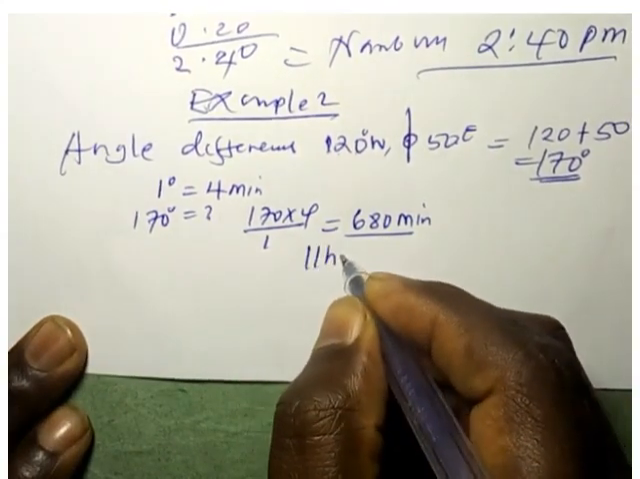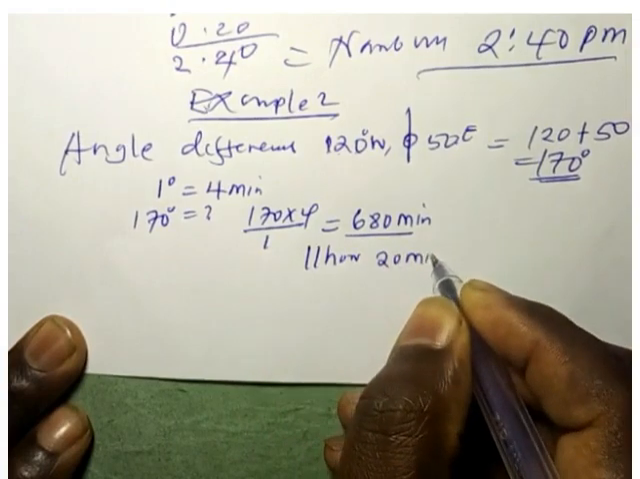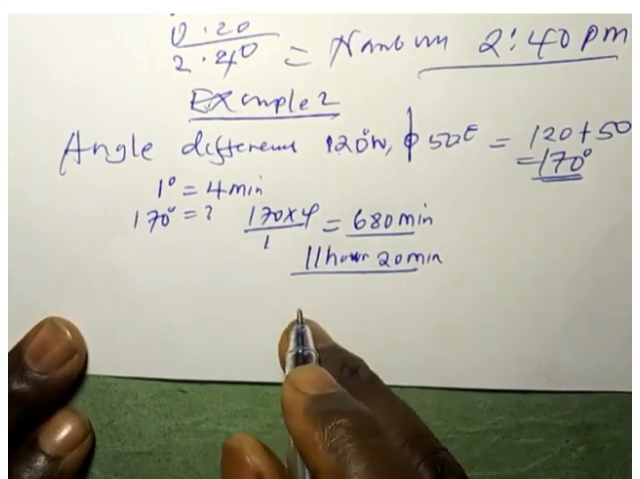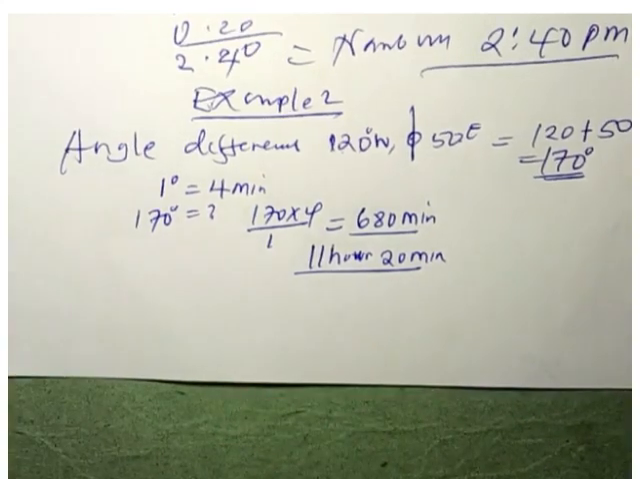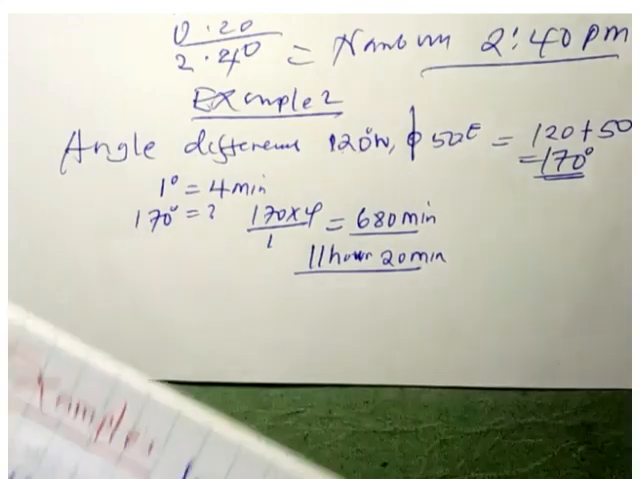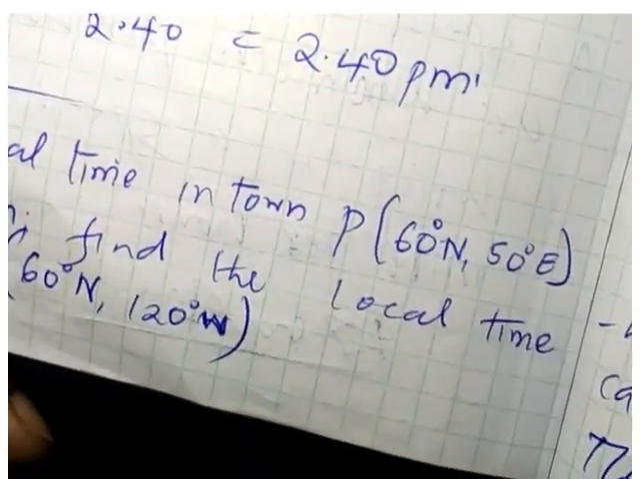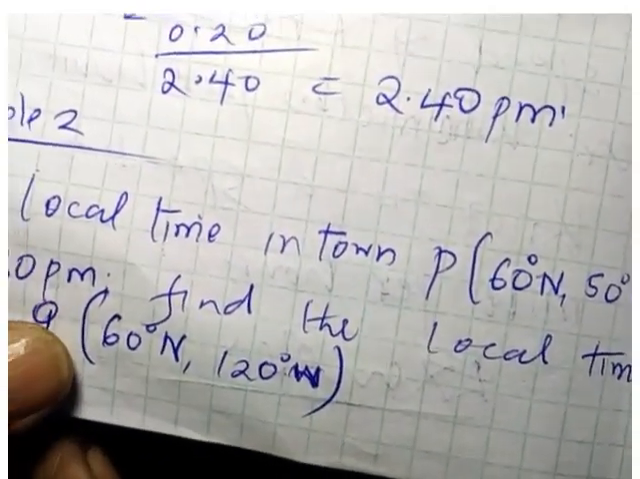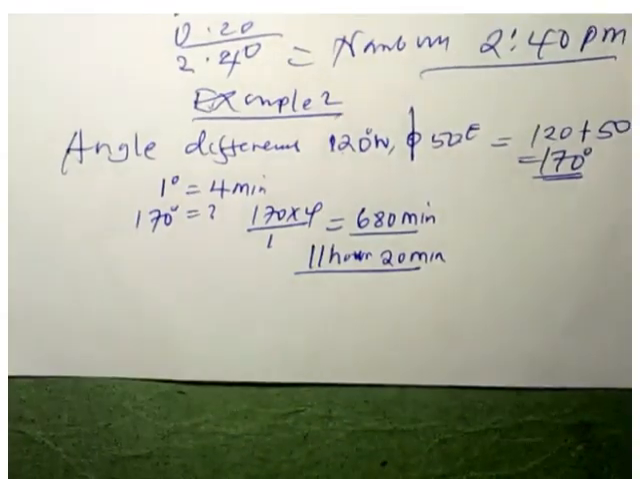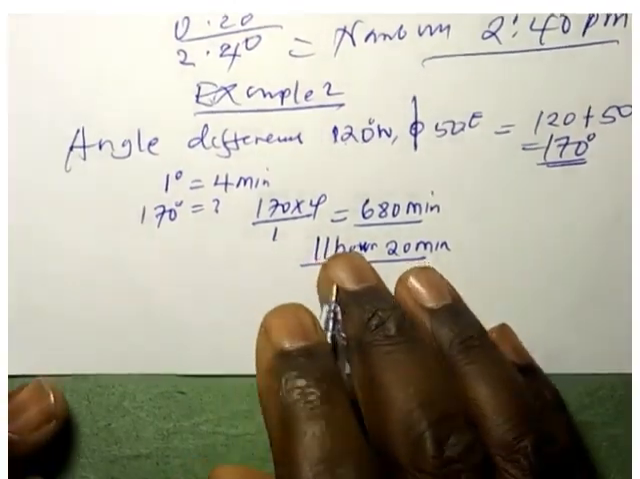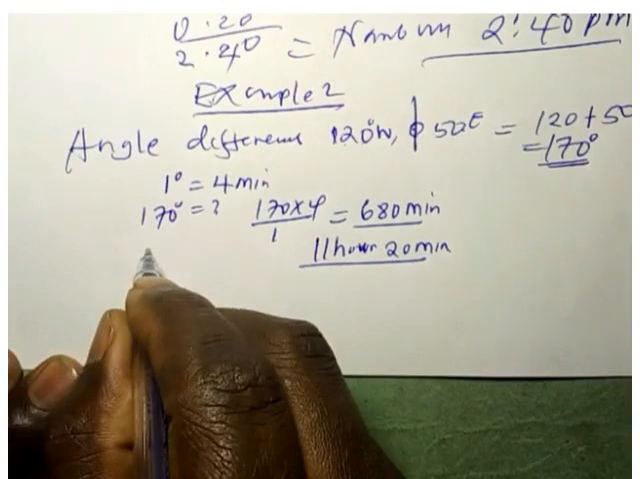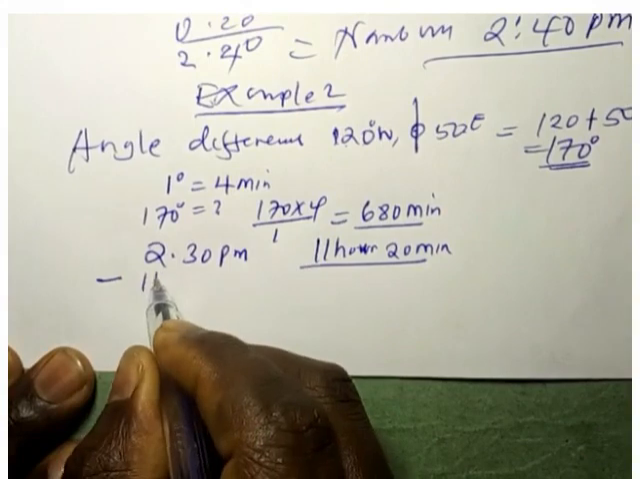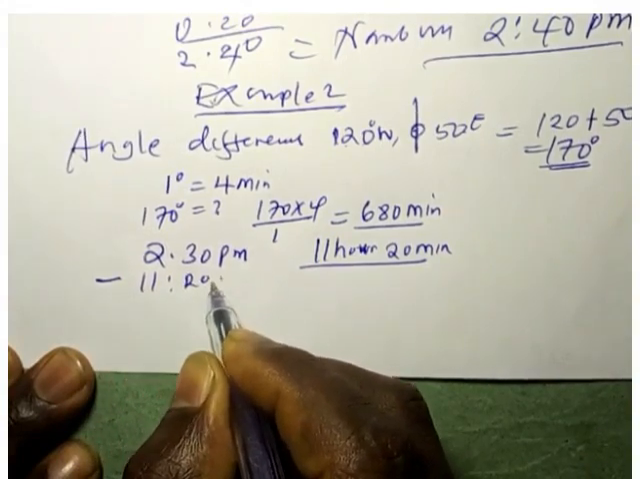When you convert it, you will have 11 hours 20 minutes. But we are looking for the time to the west. The question asked for the local time in town Q, which is in the west, 120 west. From east to the west, we subtract the time. So the time there is 2:30 p.m. Now we are supposed to subtract 11 hours 20 minutes.